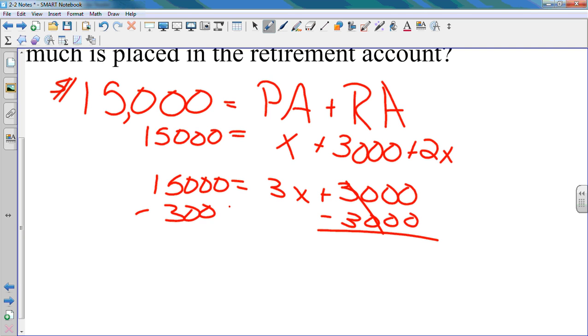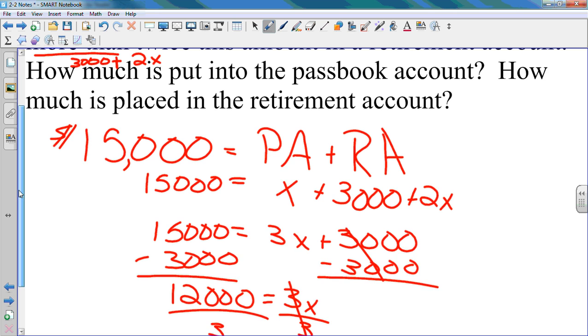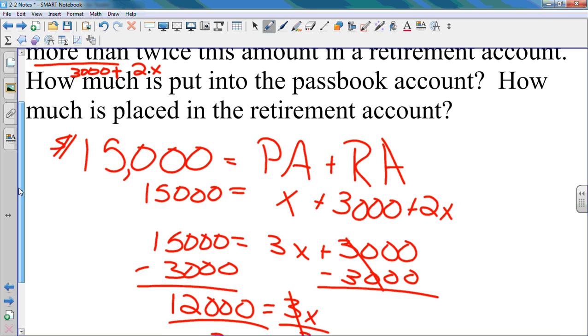What's that? It would be 4,000. What does $4,000 stand for? How much you put in the passbook account. So, to answer the first question, how much was put in the passbook account? You can put PA equals $4,000.